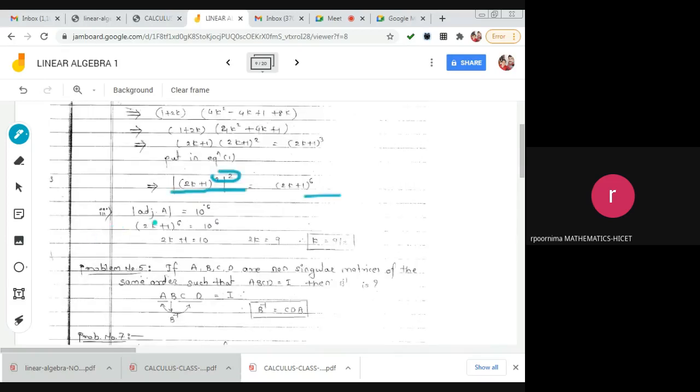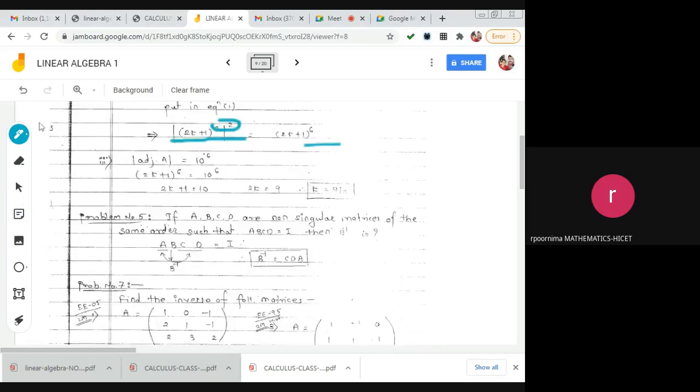Next, third subdivision: the determinant of adjoint of A is 10 to the power 6. So for adjoint of A, we got 2k plus 1 to the power 6, which is equal to 10 to the power 6. Then you simplify the terms. You will be getting 2k equal to 9. So k is 9 by 2. These are all normal calculation parts.